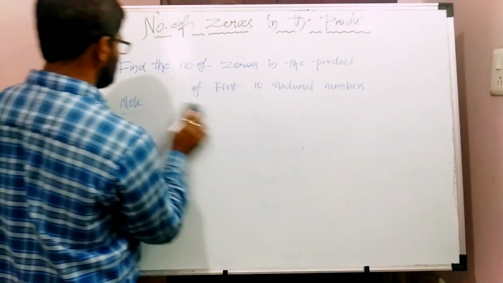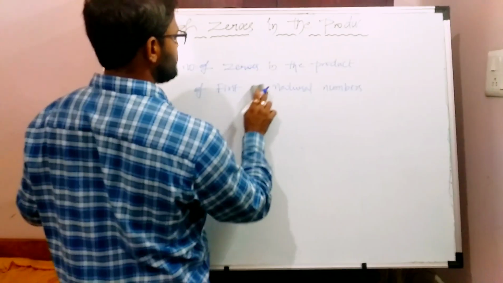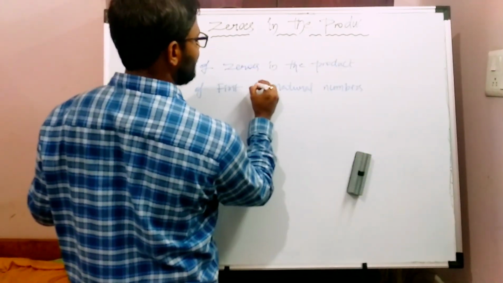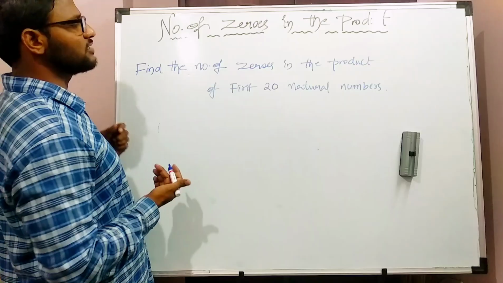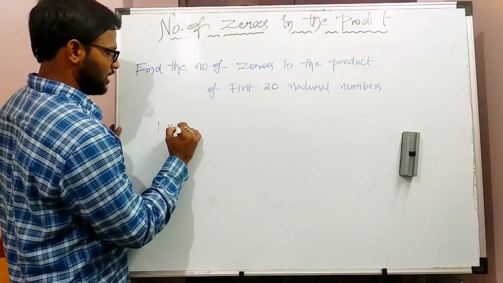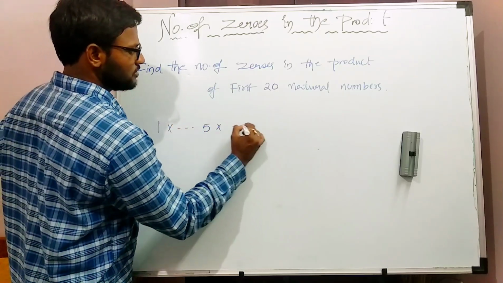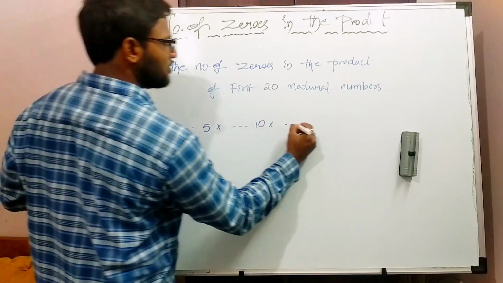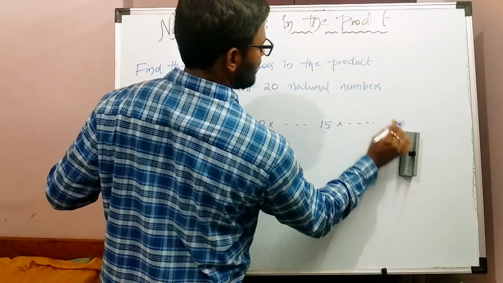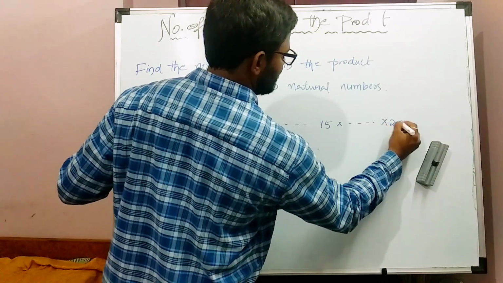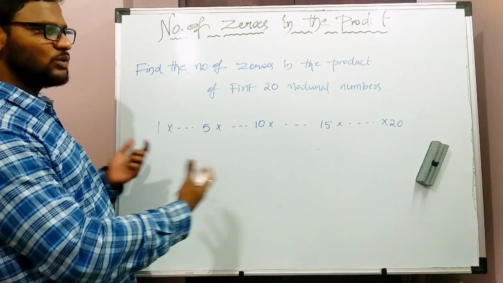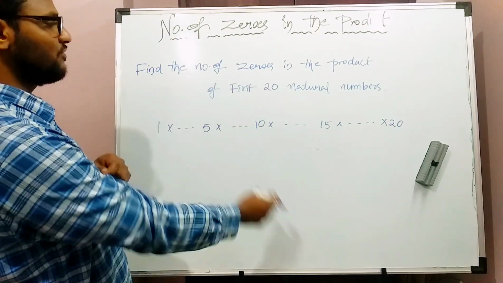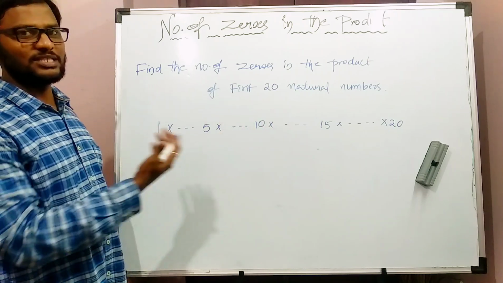Next, we'll continue the same problem. So instead of 10, if you take 20 natural numbers, see, I'm writing only the 5 multiples: 15 and the last one is 20. See, from every even number we can write 2. So the number of 2's is more. So 5 will decide the number of zeros in the end.